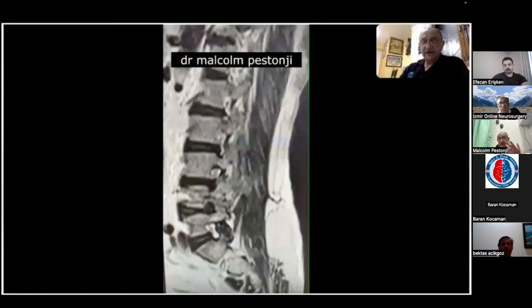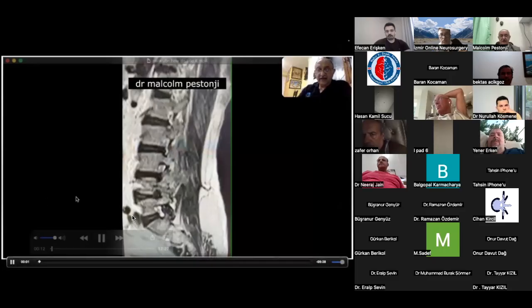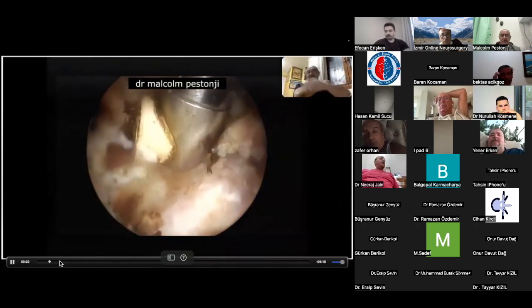This is again a redo spine surgery. My own patient comes back to me with secondary foraminal stenosis. Disc bulge here. There's no root really visualized over there. Let us see what we have done here. We have done a Para-UBE.